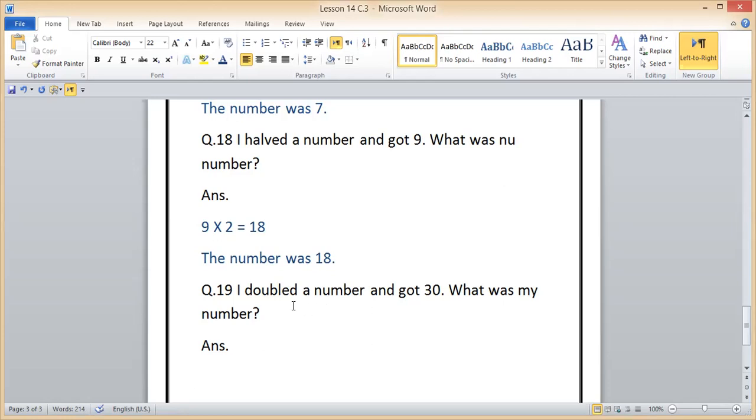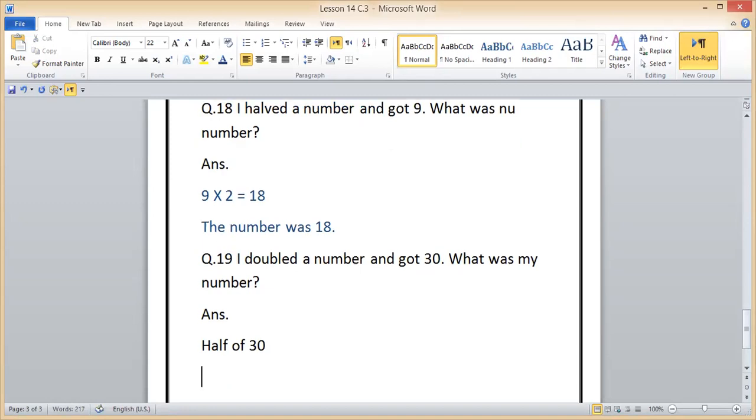But wait, it is a double, right? I doubled a number and got 30. You don't know which number you doubled, but you know when you double it, you got 30, right? So find out half. Find out the half of 30. What is half of 30? How to find out half?